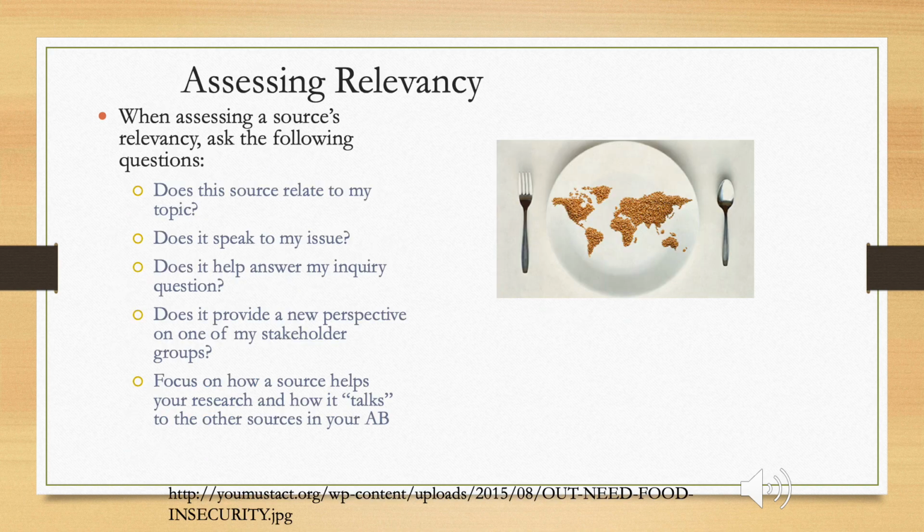And what these are, let's talk about relevancy first. When assessing a source's relevancy, you want to ask the following questions. Does this source relate to my topic? Does it speak to my issue? And does it help answer my inquiry questions? And does it provide a new perspective on one of my stakeholder groups? So, when you're assessing the relevancy of a source, you want to focus on how this source is helping your research and how it talks to the other sources that you're planning on using in your paper.